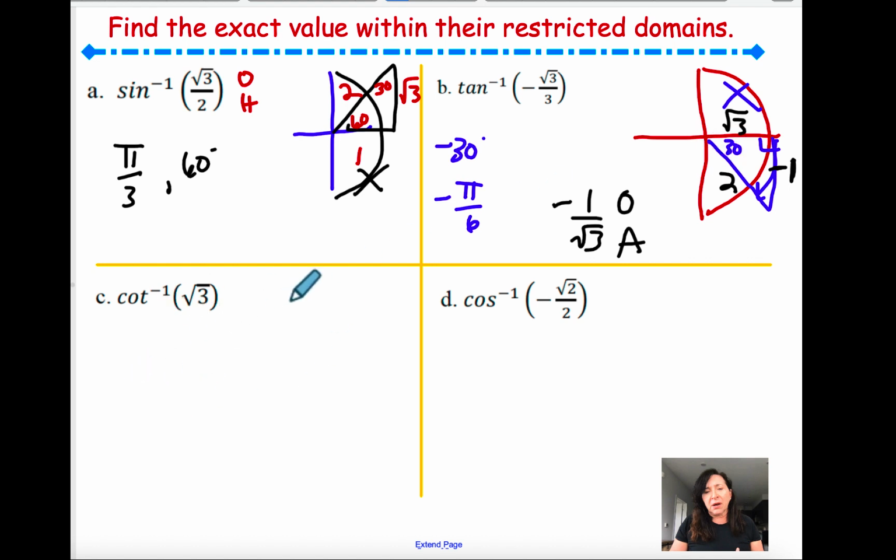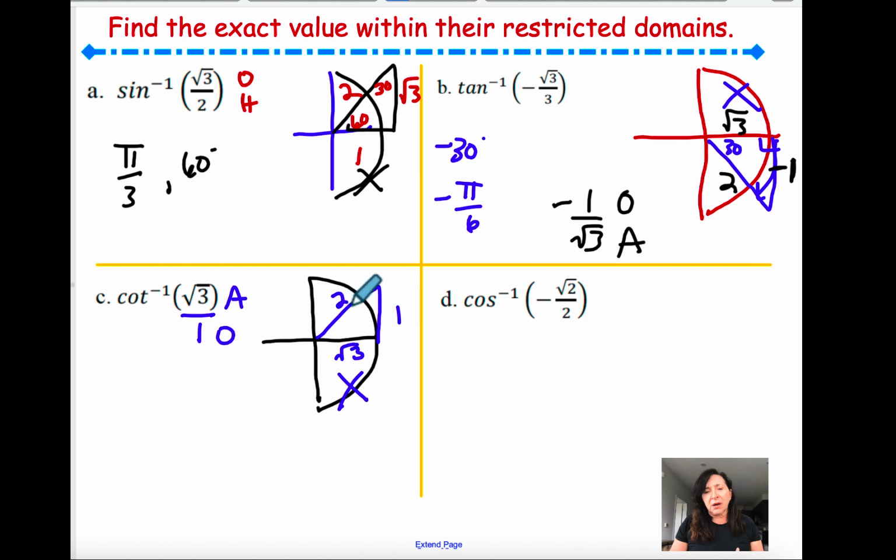In this question, it's asking me where is cotangent root 3. Again, like tangent, cotangent has the same restricted domain, and so therefore this is over 1. And so you know tangent's opposite over adjacent, which means cotangent is adjacent over opposite. Because this is positive, this is negative. That's not negative, so we're in the first quadrant, and therefore cotangent, the adjacent side is root 3. The opposite side is 1, therefore that's 2. Which angle is opposite the 1? That's the 30 degrees. So I would say positive 30 degrees, or I would say pi over 6.